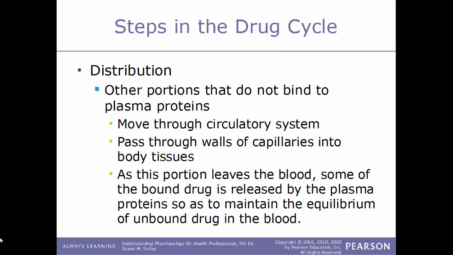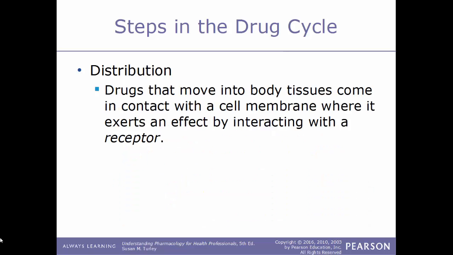They'll pass through walls of capillaries into body tissues, and as this portion leaves the blood, some of the bound drug is released by the plasma proteins, so as to maintain the equilibrium of the unbound drug in the blood. Drugs that move into body tissues come in contact with the cell membrane, or exert an effect by interacting with a receptor on the cell membrane.